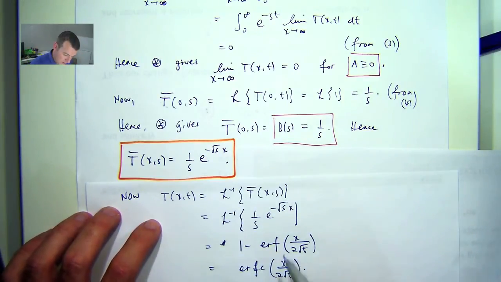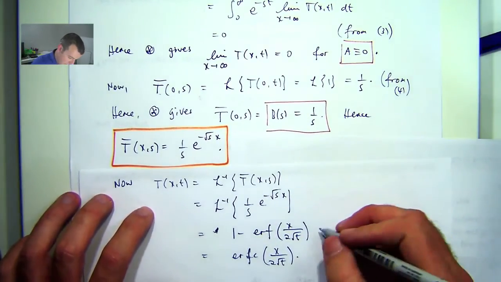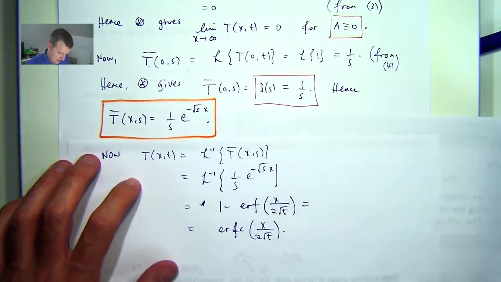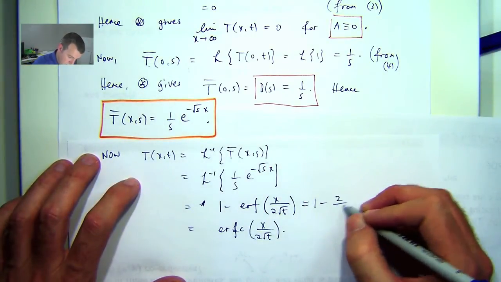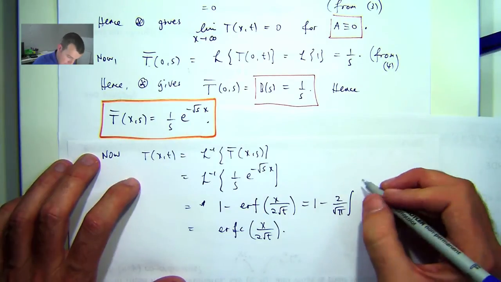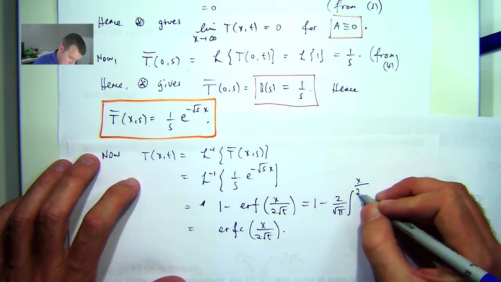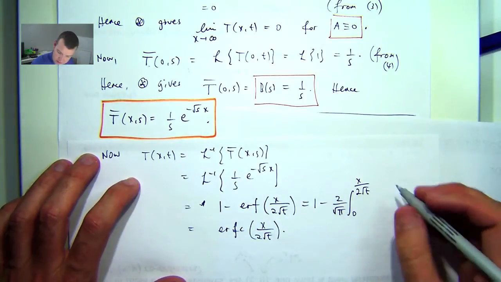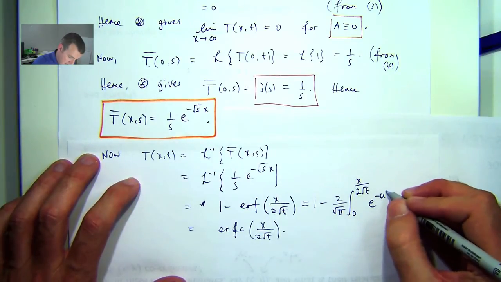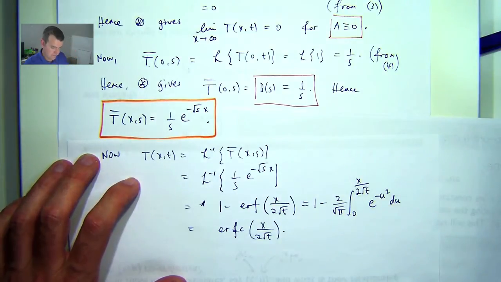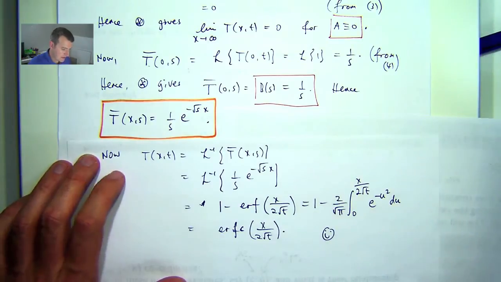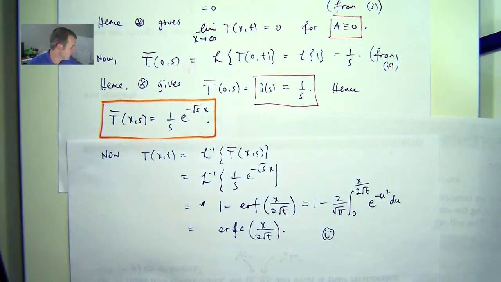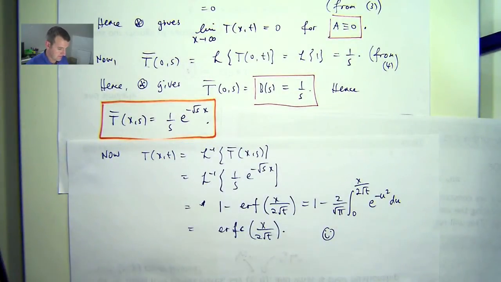Okay, so if I wanted to write this out in full, I could write it out in the following way. It's 1 minus 2 on root pi, integral from 0 to x on 2 root pi, of e to the negative, say, u squared du. Okay, so we've solved the problem now. We're at the final stage. We've recovered the solution to the original problem.